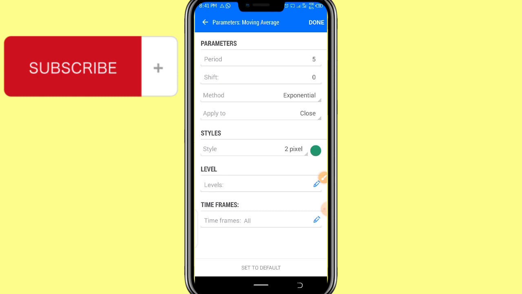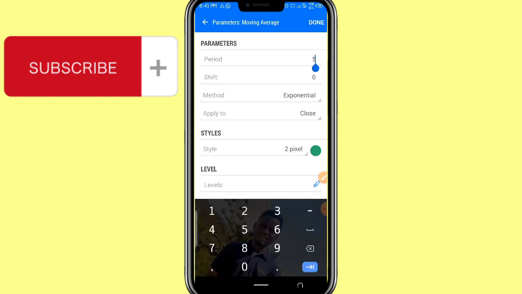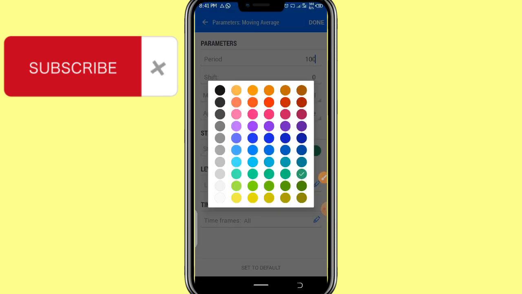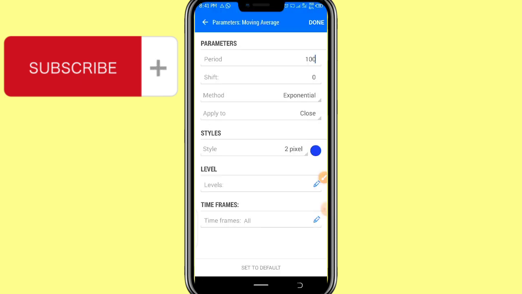The first moving average will be period 100, shift 0, applied to close, exponential. Just take a look at the settings here. Change this one to blue. Just copy the settings here so you can apply it, and then you click on done.